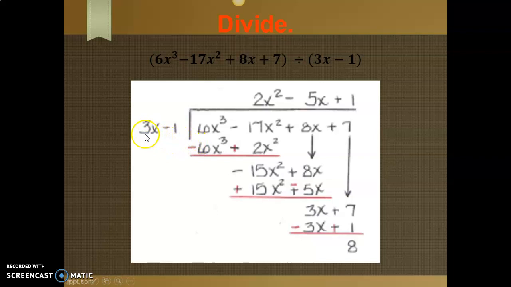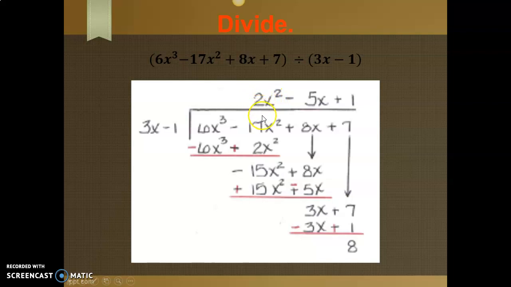What we need to do is to figure out how many times 3x can go into 6x cubed, or you may want to think of it as 3x times what will give us 6x cubed. So we know 3 times 2 gives us 6, and we have one x here, so we need 2 more x's. So we get 2x squared.